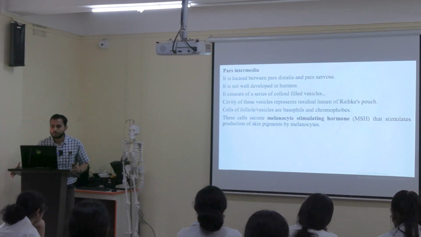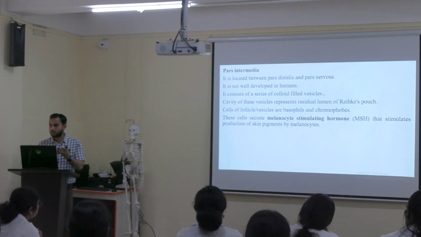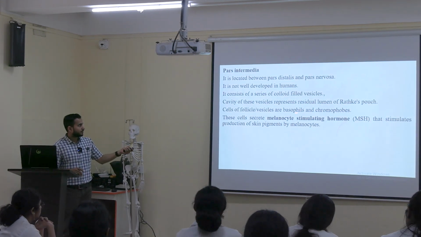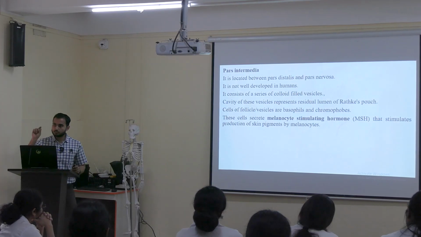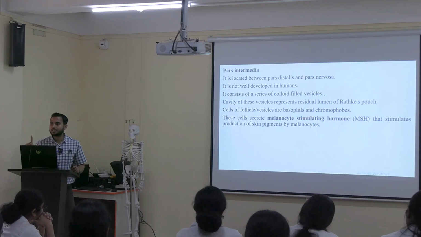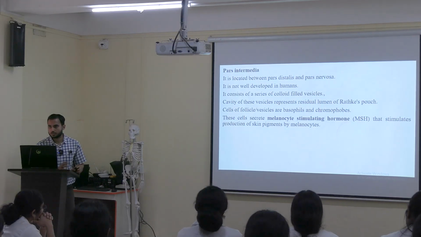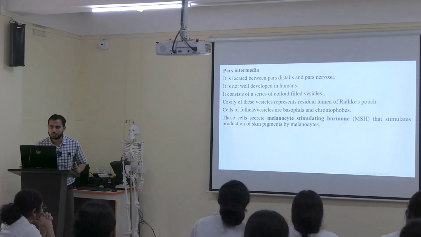Okay, so pars intermedia is an area which is situated between the pars distalis and pars nervosa. Just anterior to this, an interglandular cleft is present, and that represents the remnant of Rathke's pouch. Next, in that particular area, you can see the follicles or vesicles where basophils and chromophobe cells are present, and from those basophil cells one hormone is secreted. What is that? Melanocyte stimulating hormone. उसका function क्या है? Production of skin pigments by melanocytes. Okay, so that is about the pars intermedia.